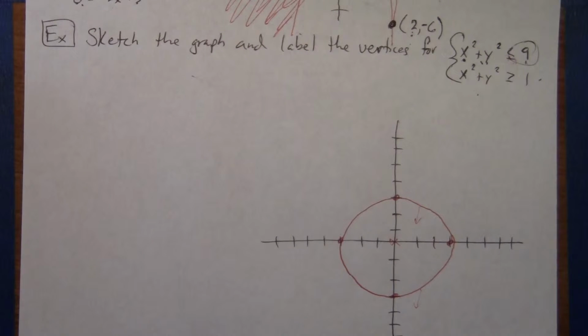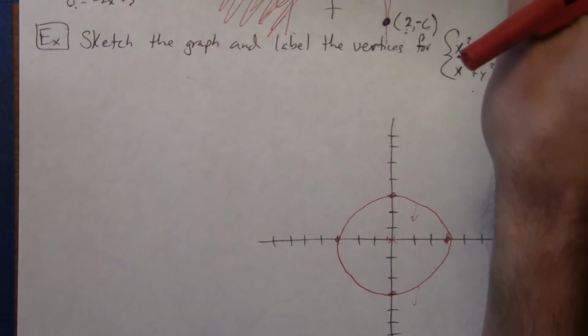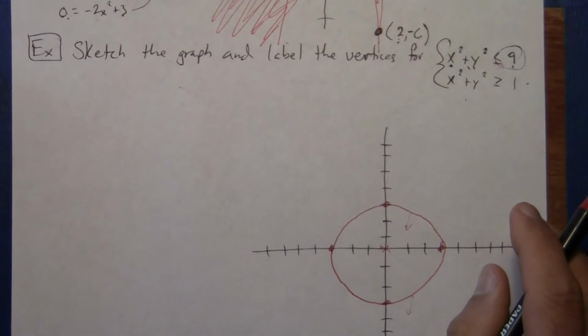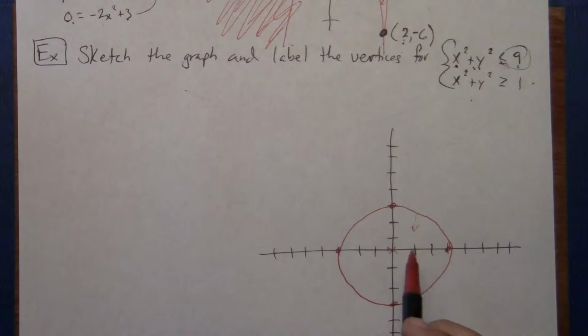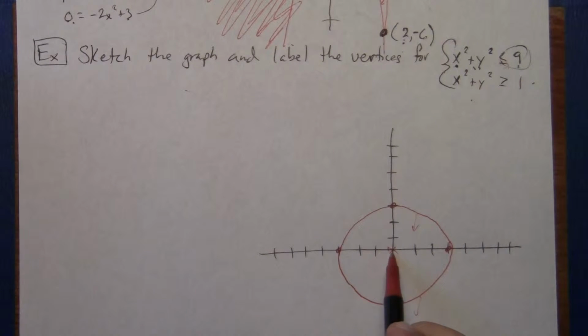So because the object is enclosed, I can't do that where I just say it's greater than or less than. Now you want to do kind of what you first learned to do when you were shading: do a test point. I suggest picking something that's not on the line. You have to pick something not on the line. I would say pick the center. It's an easy thing to plug in.